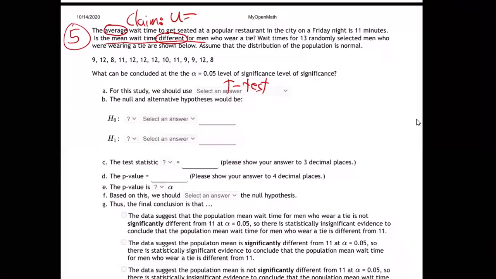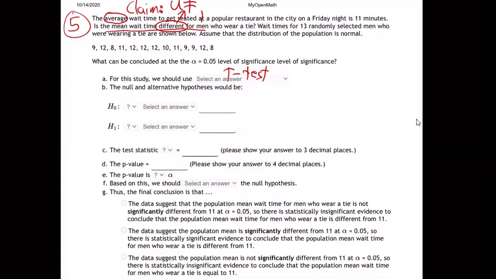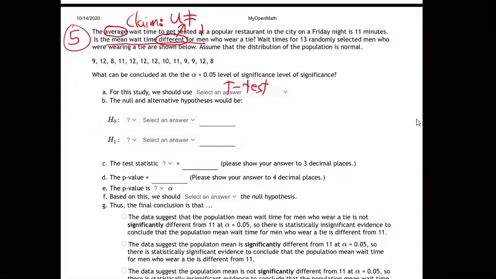Remember, different is not equal. Because you can't say it's greater or less. You're just saying it's not the same. It's not equal. It's different. Different than what? Different than 11, because the average wait time is 11 on a Friday night. So different is not equal. Okay. So H0 is always equal. And then one of these two has to be the claim, so it must be the other one. Not equal, right? And this one is the claim.